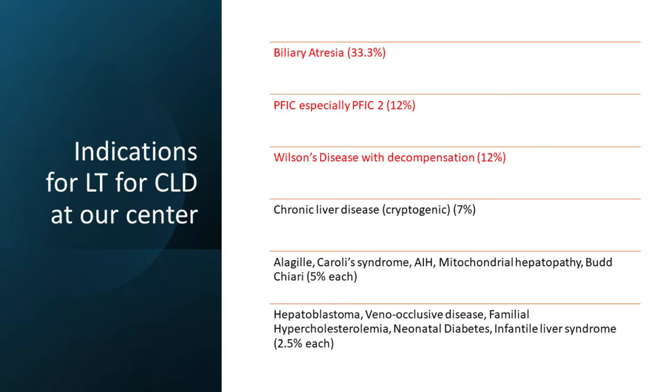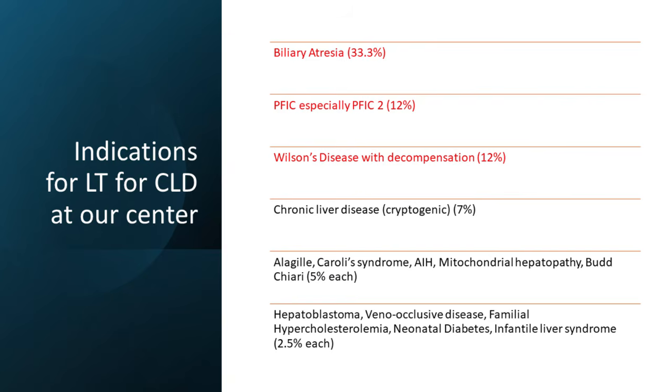Rarely you'll have Alagille, Caroli's, mitochondrial hepatopathy. Now, mitochondrial hepatopathy may be an indication for transplant, but if they have extrahepatic manifestations, like kidney involvement or neurological involvement, you would not be putting them to transplant. So we've had scenarios where we've diagnosed mitochondrial hepatopathy, you know the child needs a transplant, but we've told the parents, don't go ahead, because neurologically the child will not be able to do well.